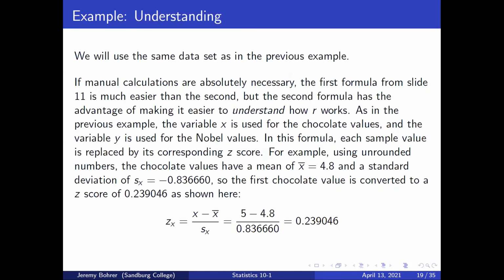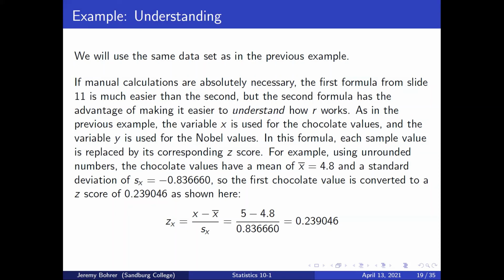We will use the same data set as in the previous example with, in this case, the second formula from slide 11. If manual calculations are absolutely necessary, the first formula from slide 11 is much easier than the second, but the second formula has an advantage of making it easier to understand how R works. As in the previous example, the variable x is used for the chocolate values, and the variable y is used for the Nobel values. In this formula, each sample value is replaced by its corresponding z-score.